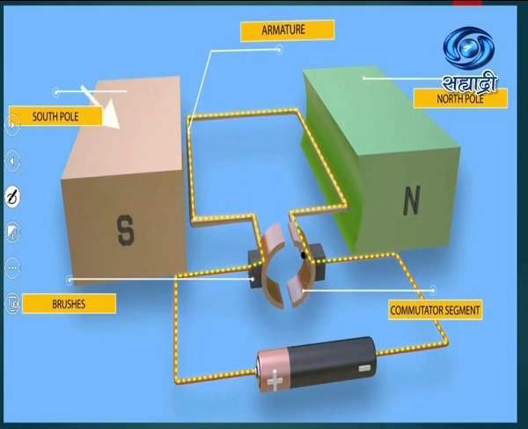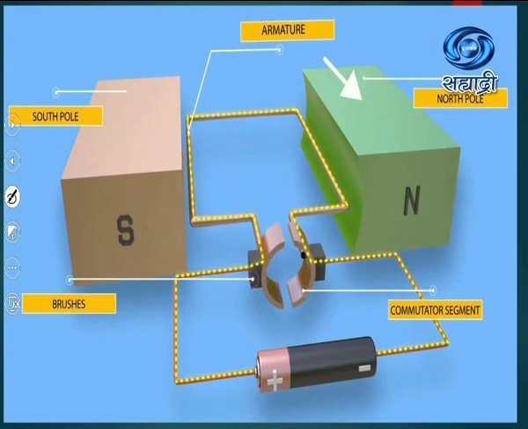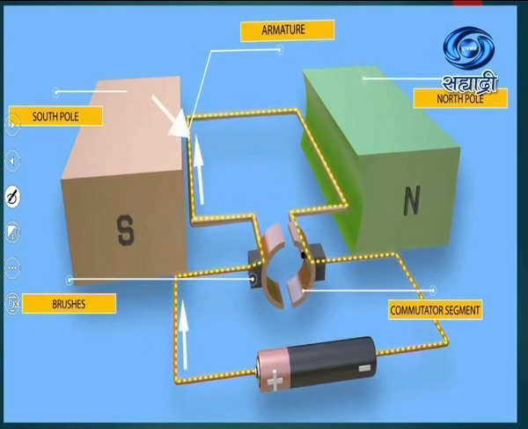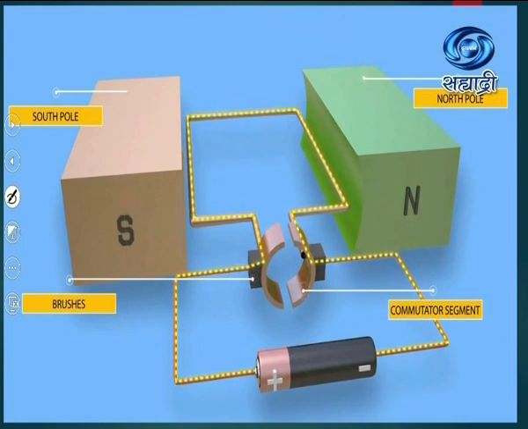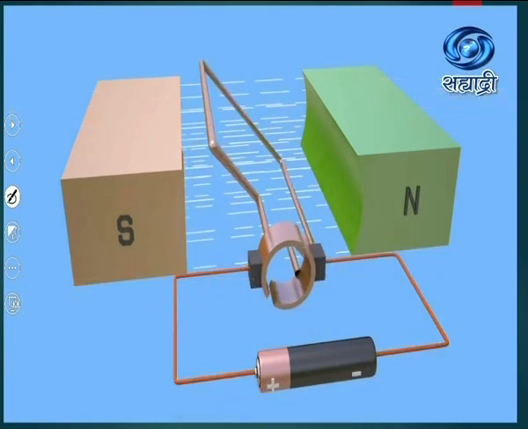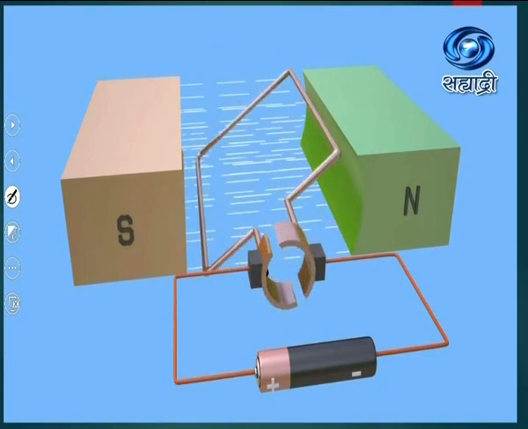As we see in the model, the north pole of the magnet is placed near the left side, and the south pole is placed near the right side of the turn. Current in the left side flows inward, and current in the right side flows outward. As we see, the conductors are carrying current and they are placed in a magnetic field. Both of them experience a mechanical force acting on them.